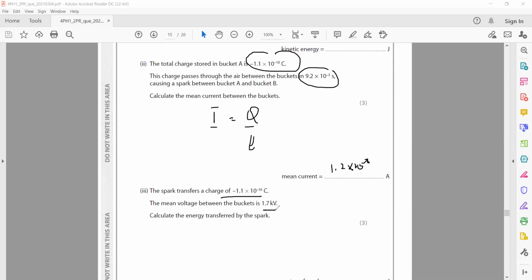The spark transfers the charge. The mean voltage is 1.7 kilovolts. The energy is equal to VIT, that's power times time. So that's kilo, so it should be 1.7 × 10^3. We already have the current and we have the time, so we multiply these three factors to get the energy. Or you can also use voltage is work done per unit charge, or W divided by Q. Or you can use VIT, so that will give you the answer as 1.9 × 10^-7 joules.